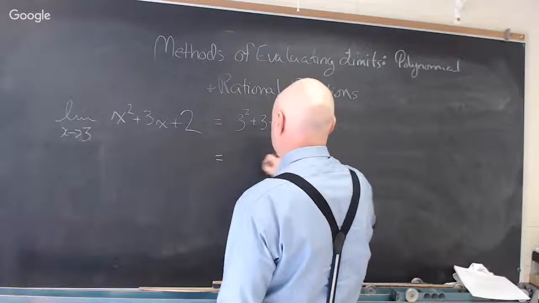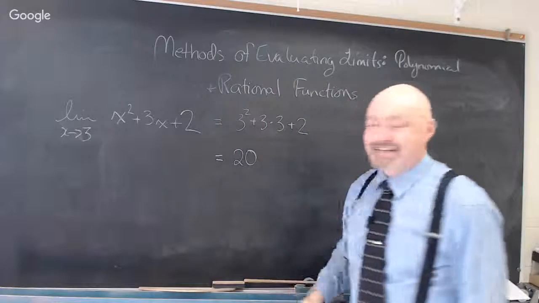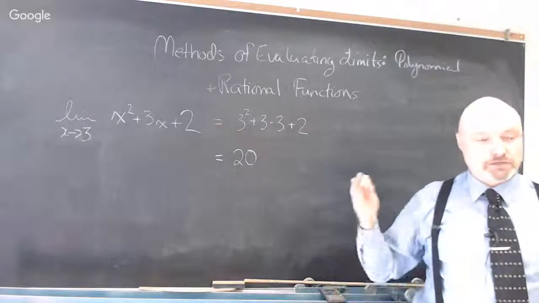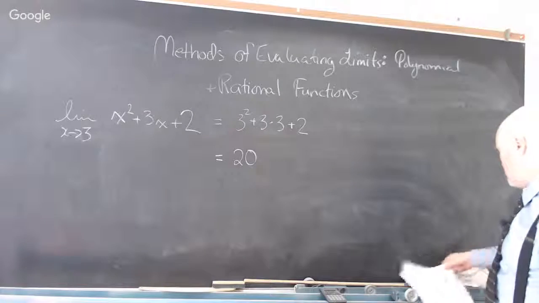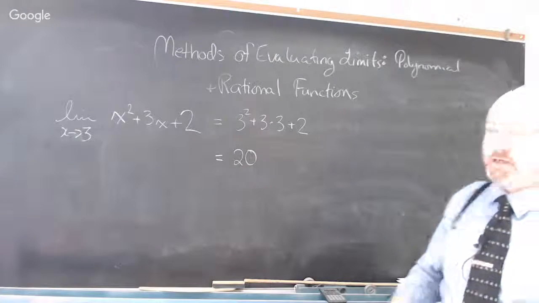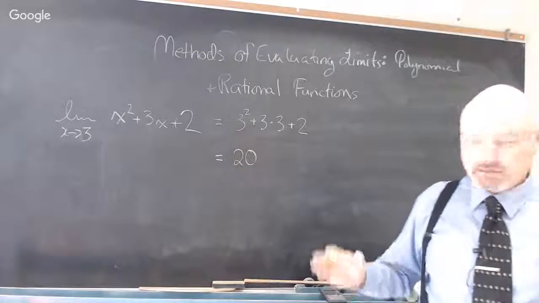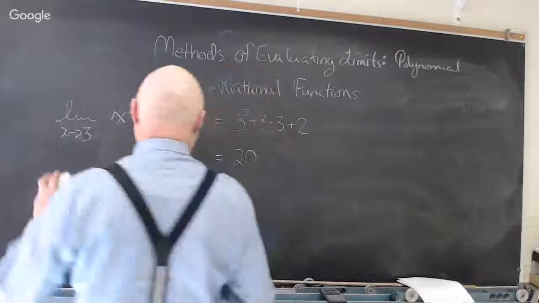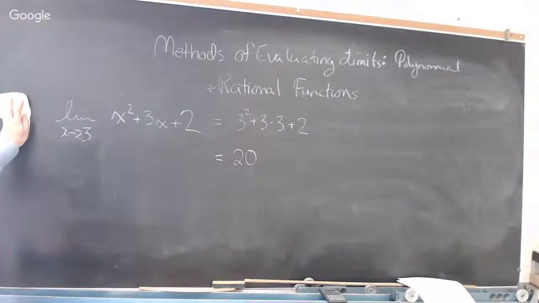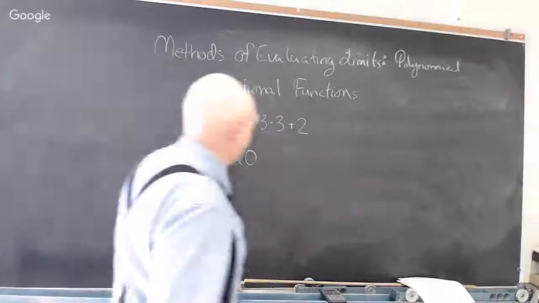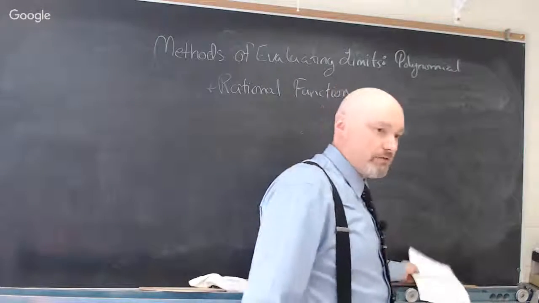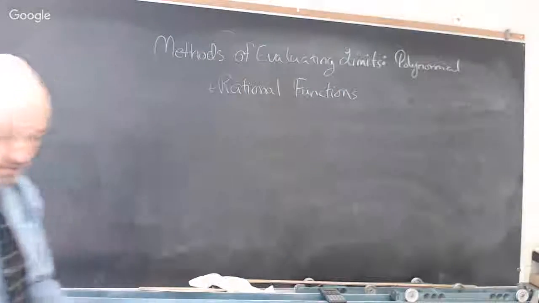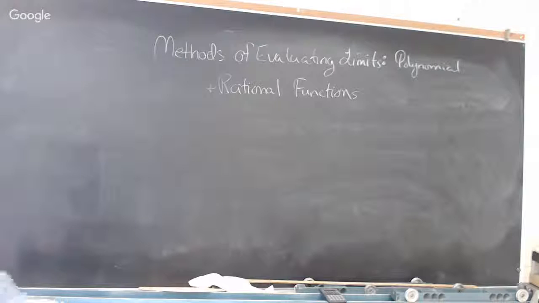9 plus 9 is 18, it's 20. And so there we go. It's a polynomial function. It exists everywhere. We have nothing to fear. All we have to do is put the value of x in, and we can evaluate the limit. Okay, so if we approach 3, we would find that the graph of the function has a y value of 20. Does that make sense? Perfect sense.